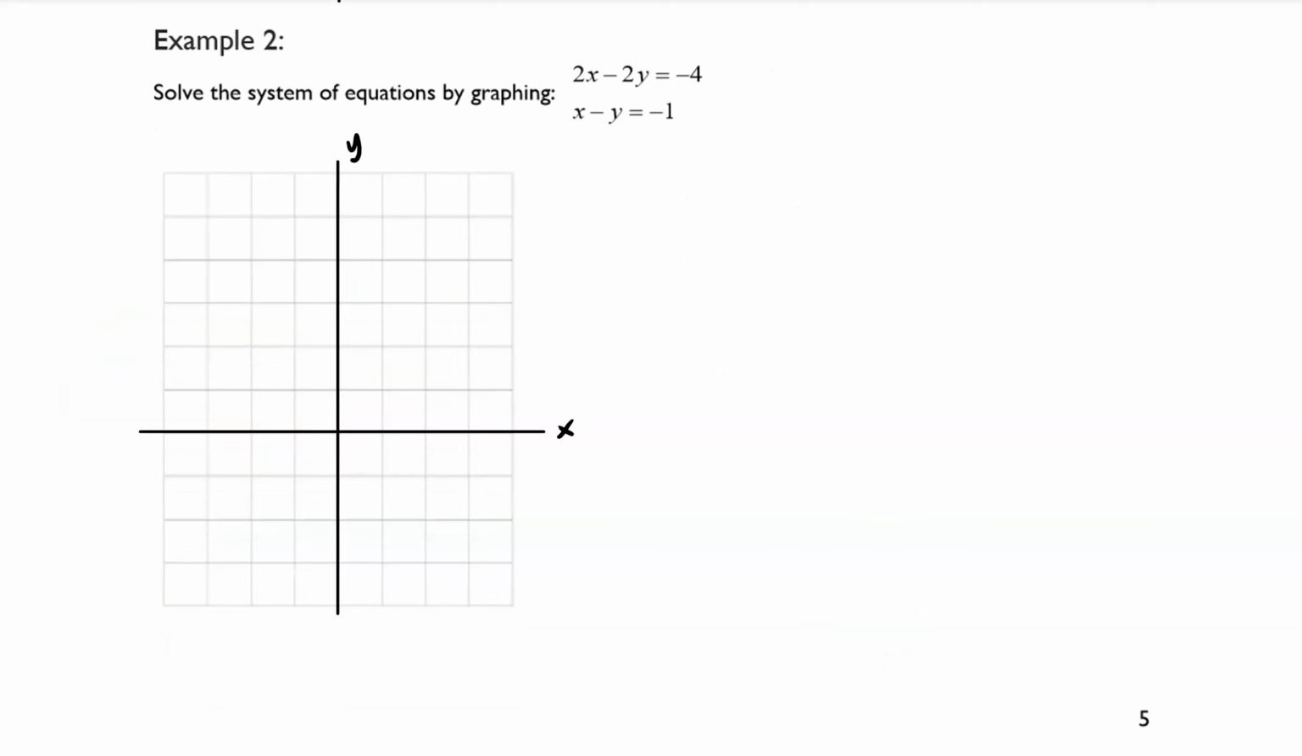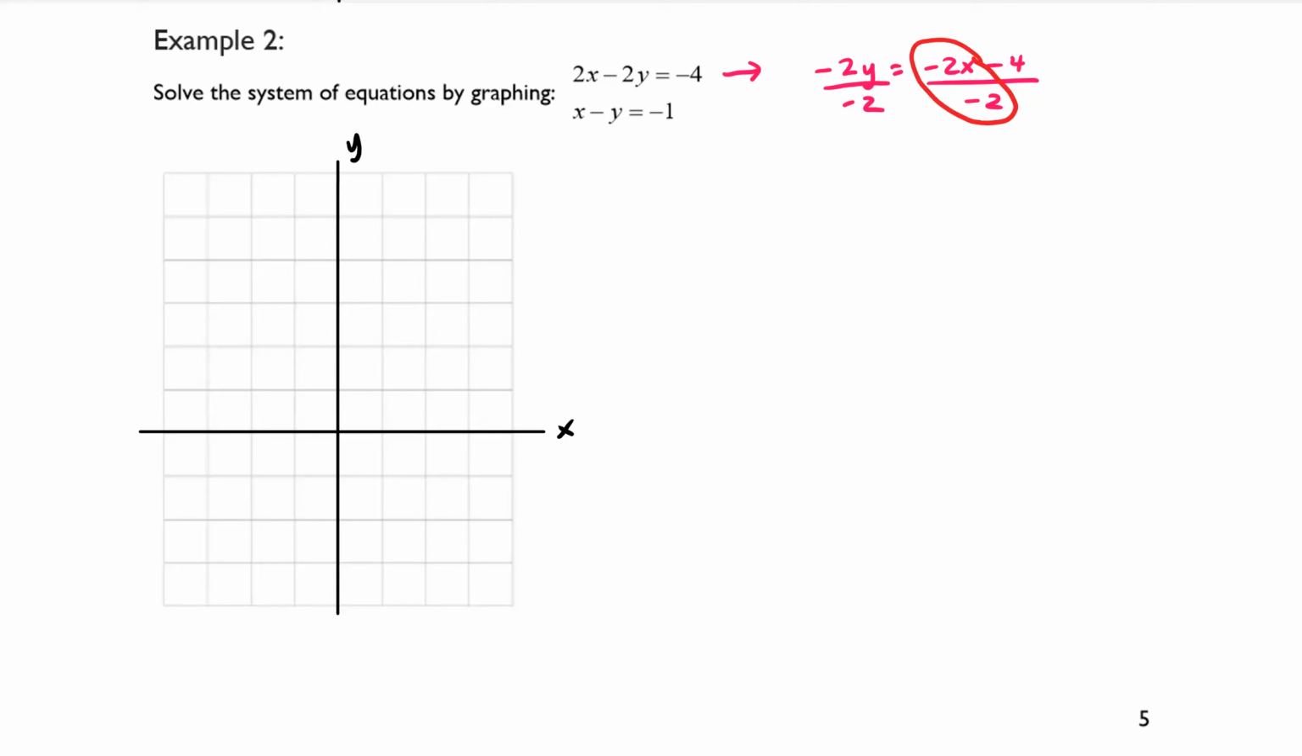Example 2 wants us to solve the system of equations by graphing, where we have 2x minus 2y equals negative 4, and x minus y equals negative 1. Once again, I want to change these into slope-intercept form. So in this first equation, I'm going to subtract 2x from both sides. And then I'm going to divide both sides by negative 2.